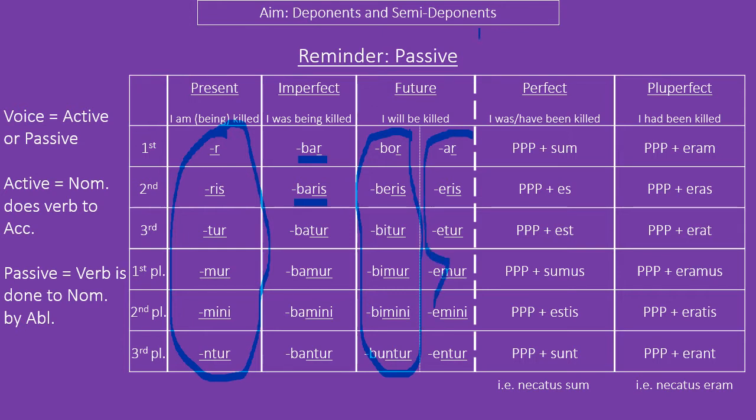There is then a big dividing line when you get to the perfect and pluperfect tenses, when you use the PPP plus a part of sum or eram. So you end up with words like necatus sum and necatus eram. So this is for passive verbs, that is to say the verb is done to the nominative by the ablative.